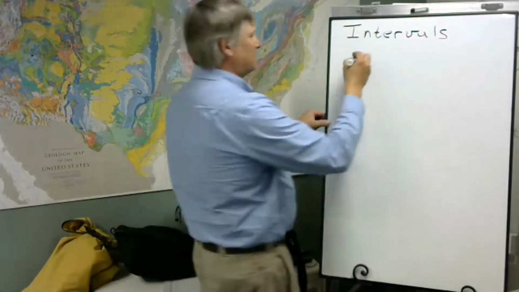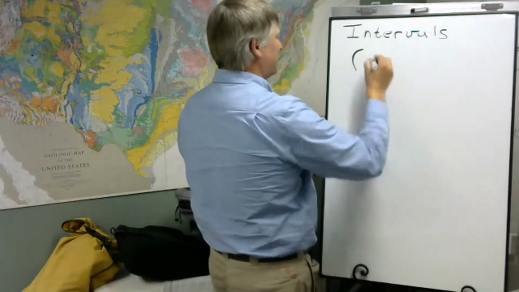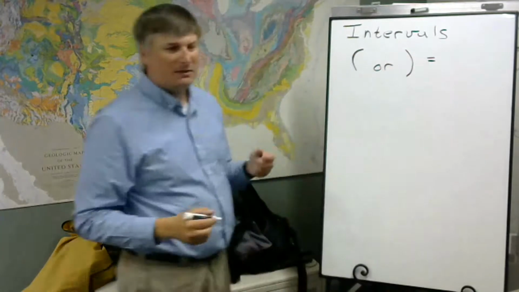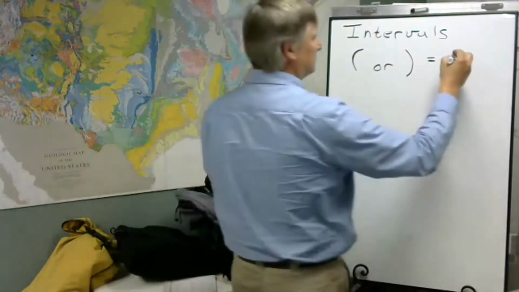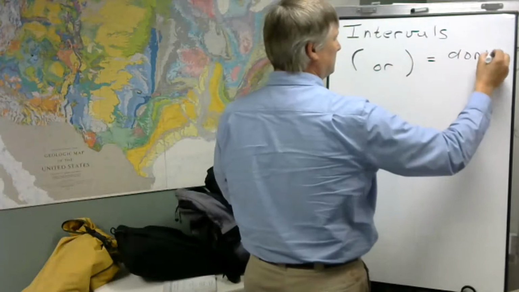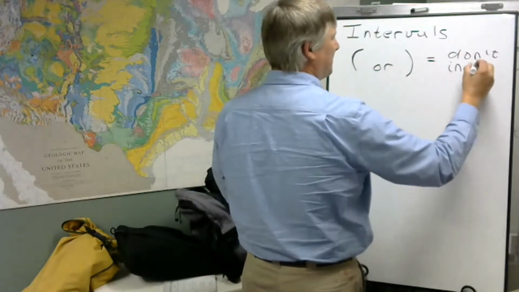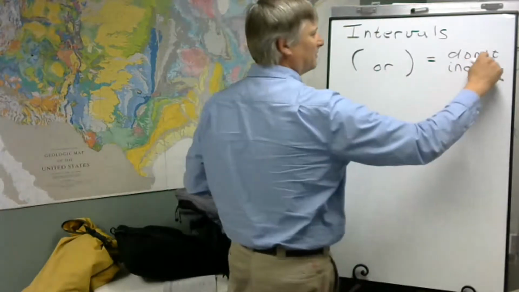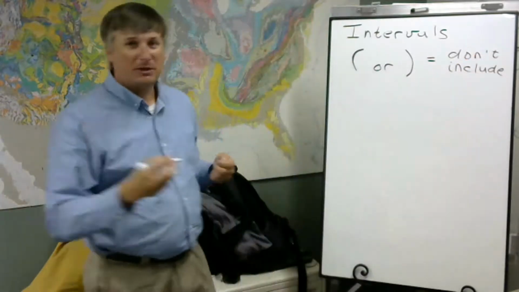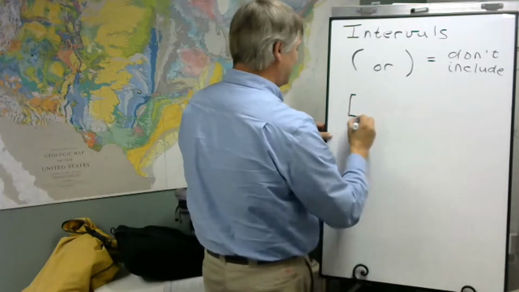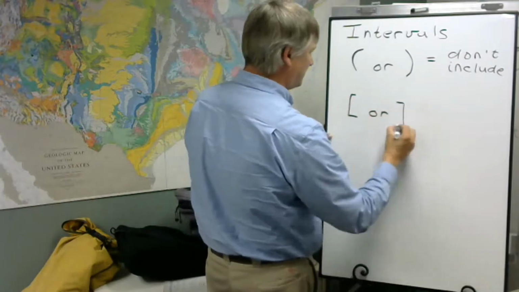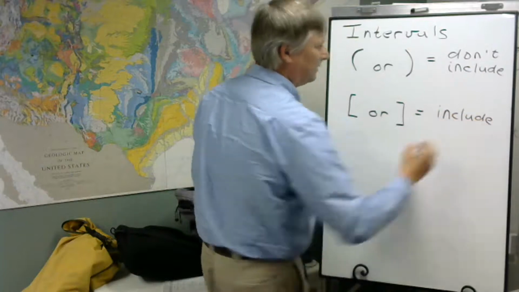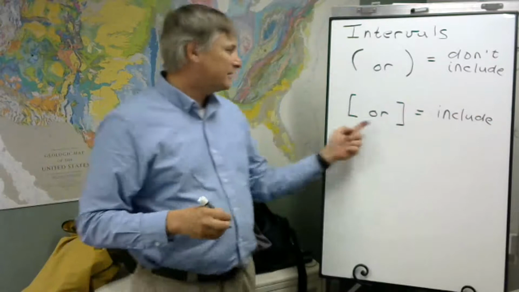So in this text, you'll see parentheses. What these mean is that we're not including a number. And not just a number, but also we don't include infinities also. And then when you see a bracket, that does mean to include that number. Now, you won't see these on infinities.